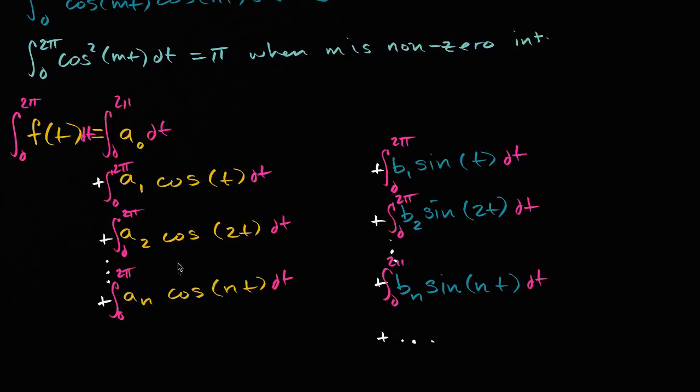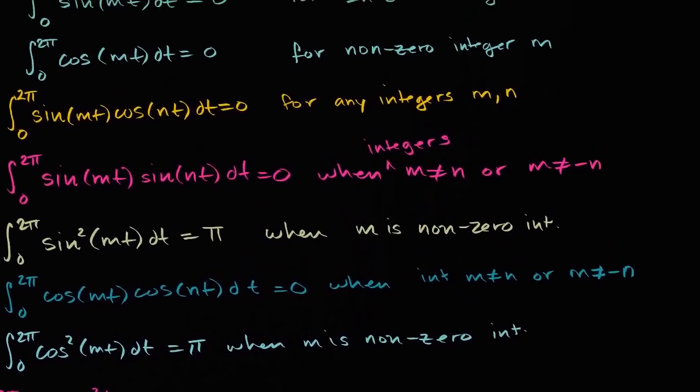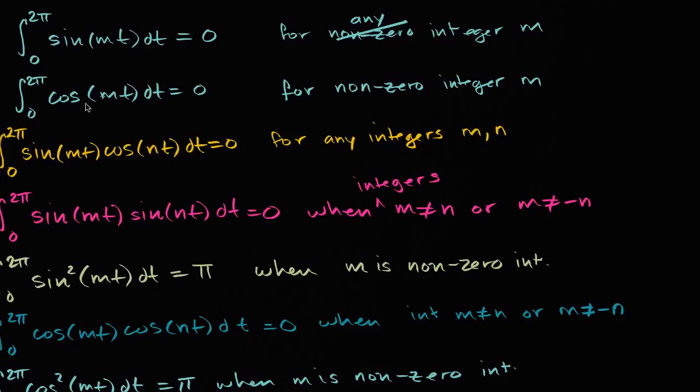And now what's nice is we can look at our integration properties. We could take these coefficients out. We could take this a sub 1, put it in front of the integral sign. The a sub 2, put it in front of the integral sign. The b sub 1, put it in front of the integral sign. And then all you're left with is an integral from 0 to 2 pi of cosine of some integer multiple of t dt. Well, we established a couple of videos ago that that's always going to be equal to 0. The integral from 0 to 2 pi of cosine of some non-zero integer multiple of t dt is equal to 0. And the same thing is true for sine of mt.